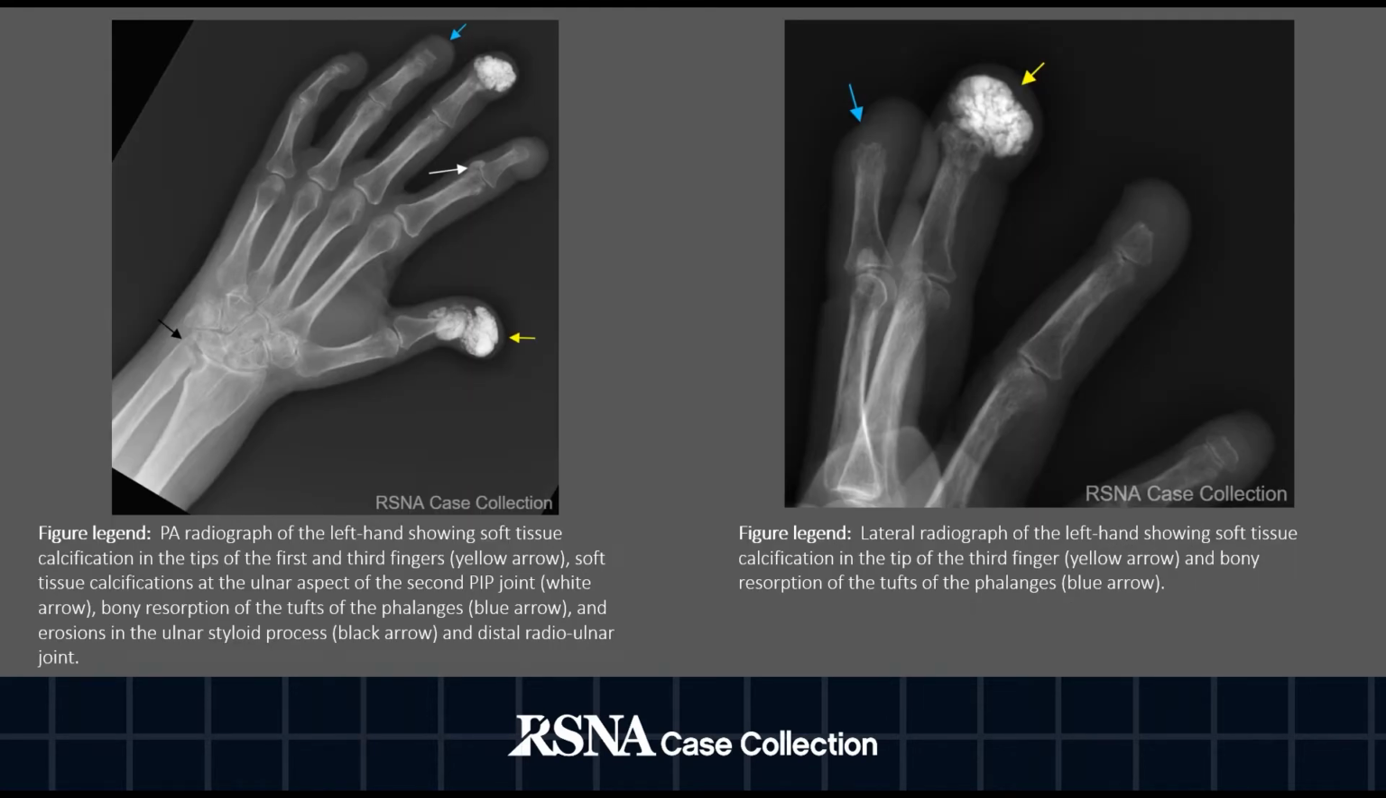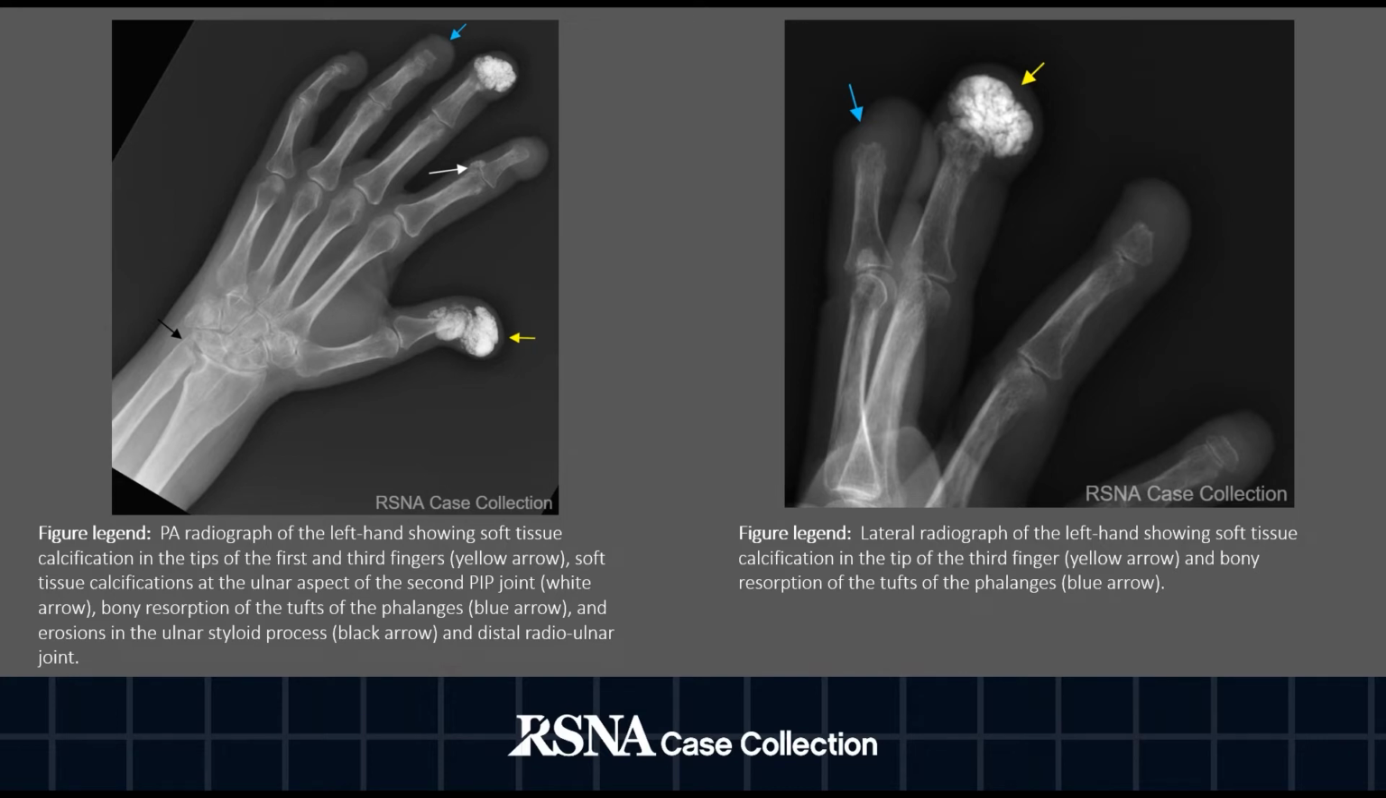On the left is a PA radiograph of the left hand showing soft tissue calcification in the tips of the 1st and 3rd fingers. The yellow arrow shows an example in the first digit. There are also soft tissue calcifications at the ulnar aspect of the 2nd PIP joint, shown by the white arrow. There is bony resorption at the tufts of the phalanges at the 2nd, 4th, and 5th fingers, indicated by the blue arrow. There are also erosions in the ulnar styloid process, shown by the black arrow, and the distal radio-ulnar joint.